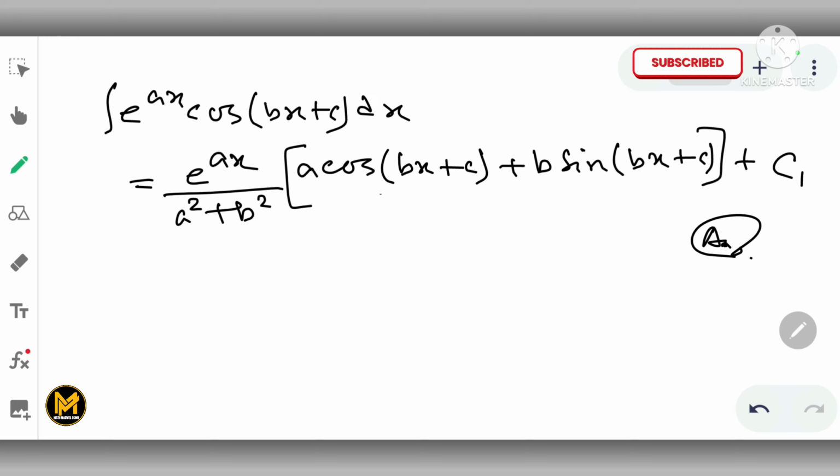Now we will take some examples. Let's take some examples. One of the given questions is e to the power x into cos square x dx. We have to solve this. Let's try.